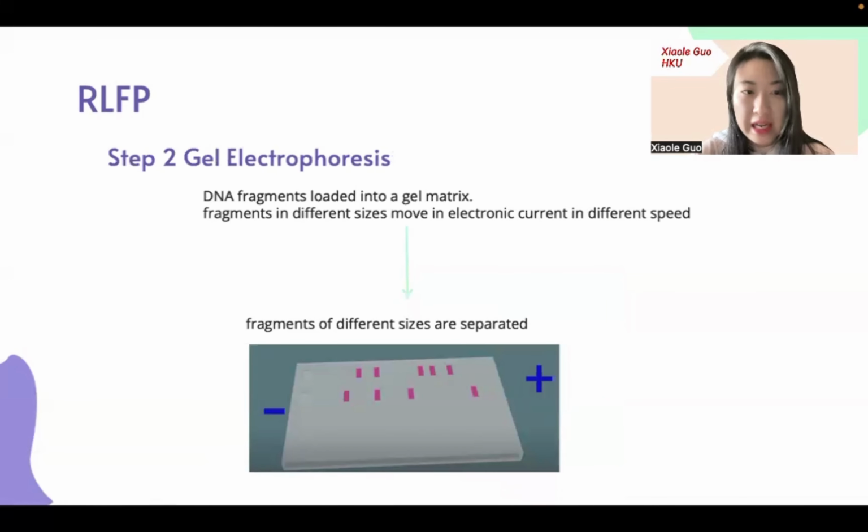Secondly, we put those DNA fragments with varying lengths into a gel matrix, and we're going to go through a process called gel electrophoresis. The fragments in different sizes will move in the electric current at different speeds. Leveraging that feature, we can separate the fragments of different sizes.